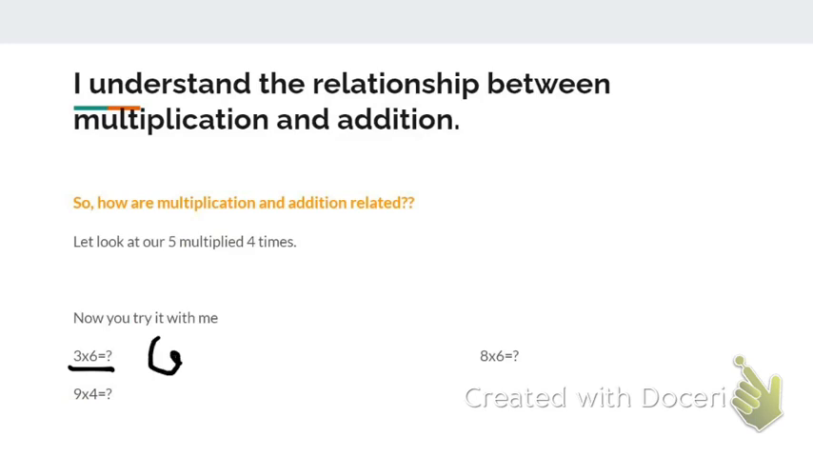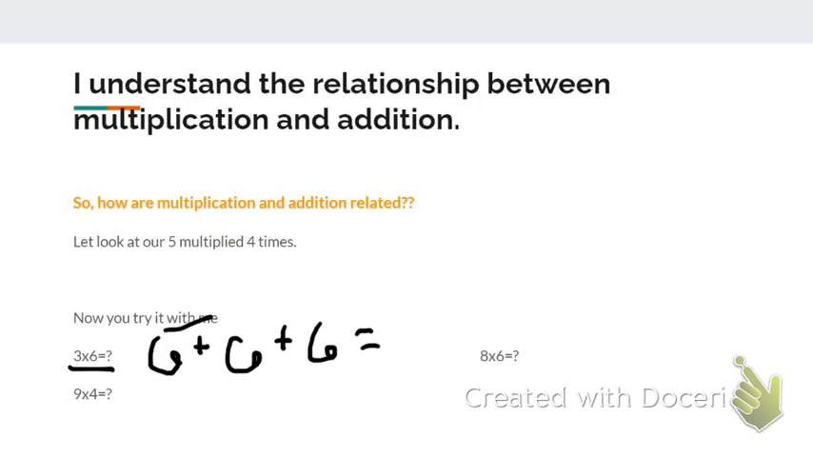So here's my one group of 6. Go ahead and write that down. Here's my second group of 6. Go ahead and write that down. Here's my third group of 6. Go ahead and write that down. Okay, so now I have 3 groups of 6. Now I need to add them, and this is how the multiplication and addition are related. I'm using addition to multiply.